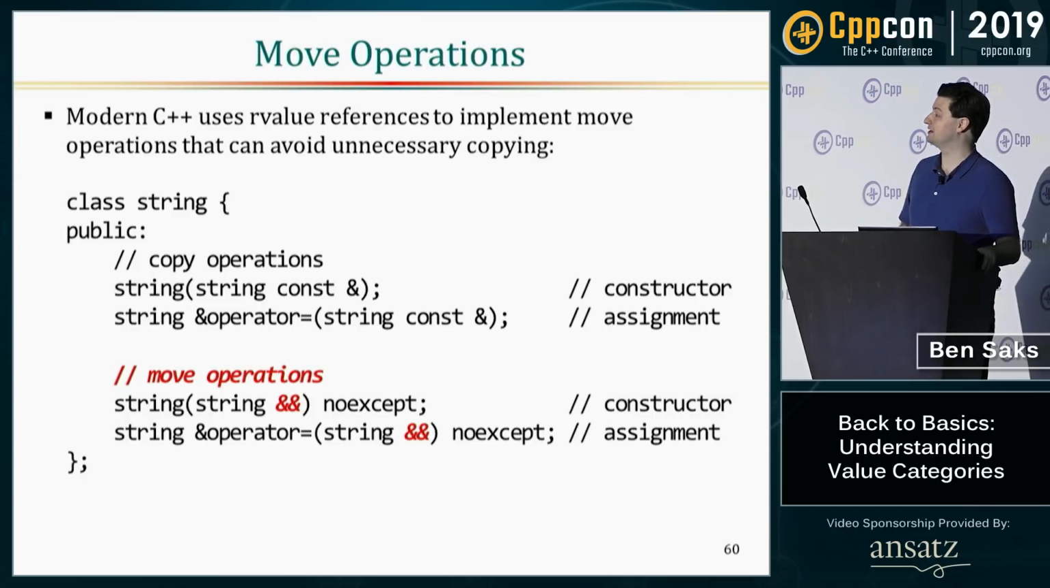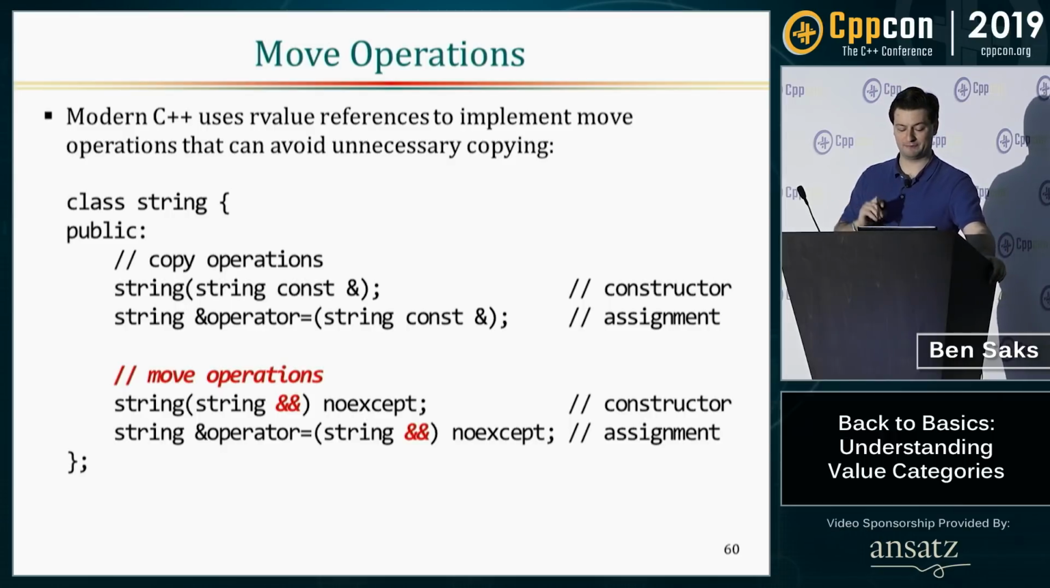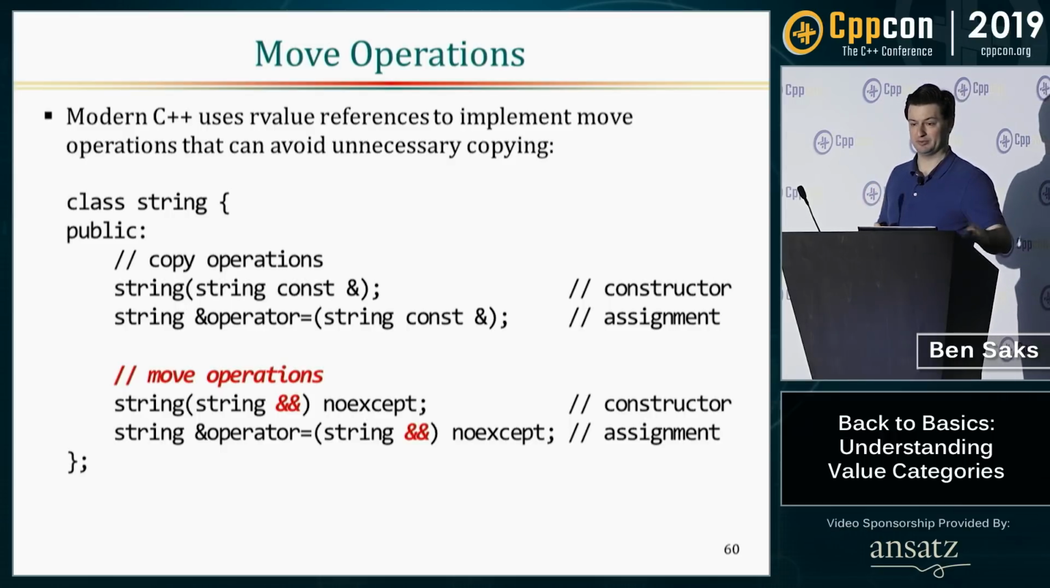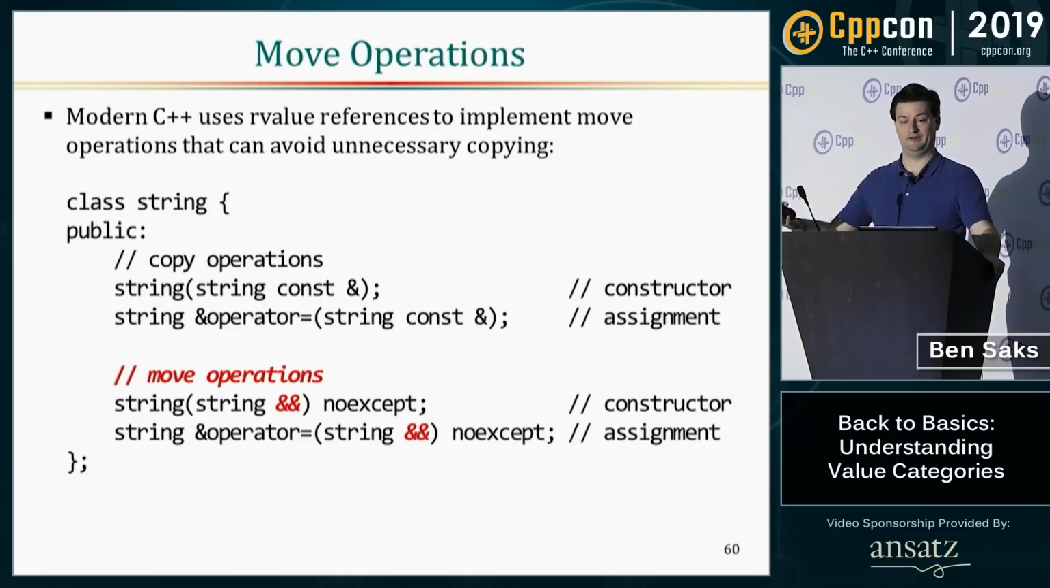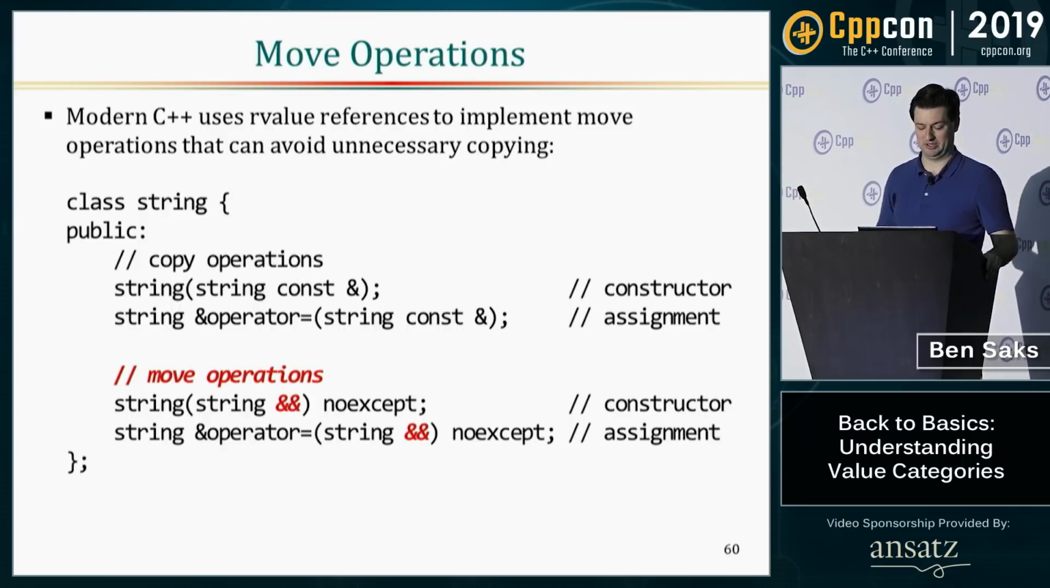So in this case, the class string has both copy operations that take their parameters by reference to const, and move operations that take their parameters by R value reference to non-const. If they took the parameters by R value reference to const, they would still be binding to R values, but those R values would be treated as non-modifiable. And the purpose of being able to do a move operation is that we want to be able to destroy the thing that we're moving from, because that might provide us with a more efficient way of getting the value that we want into the object that we want.